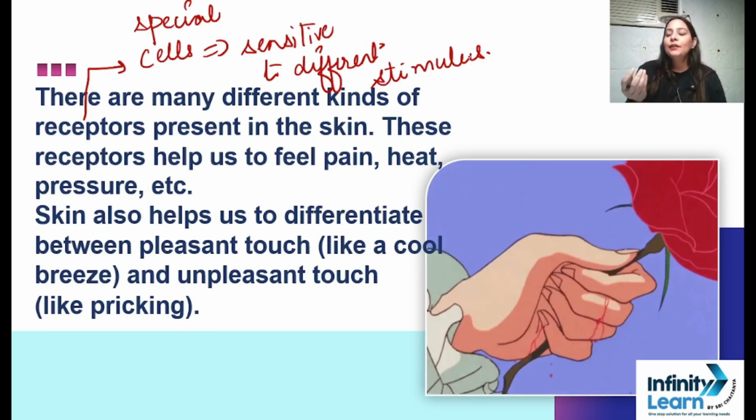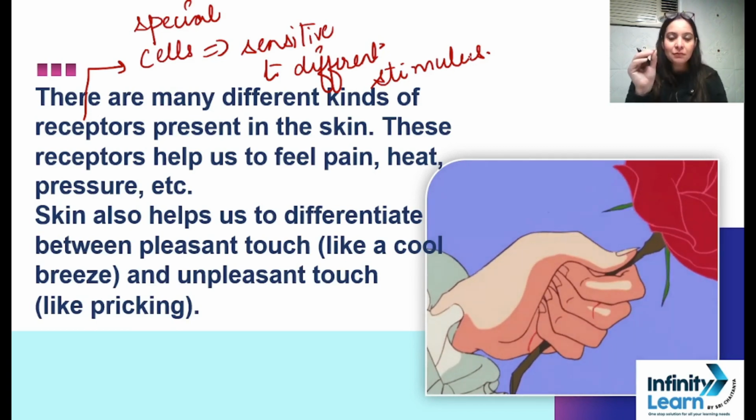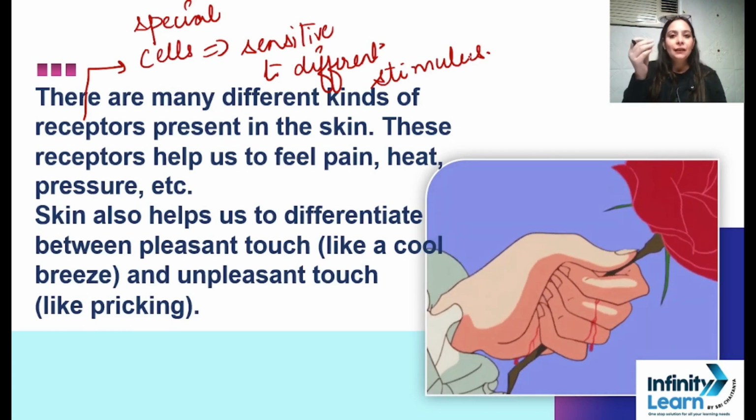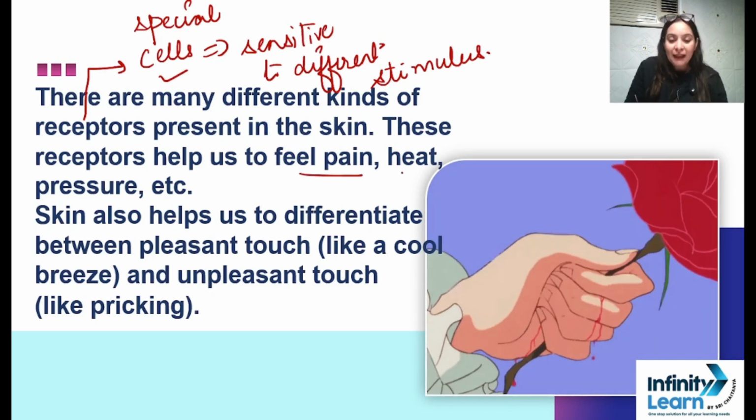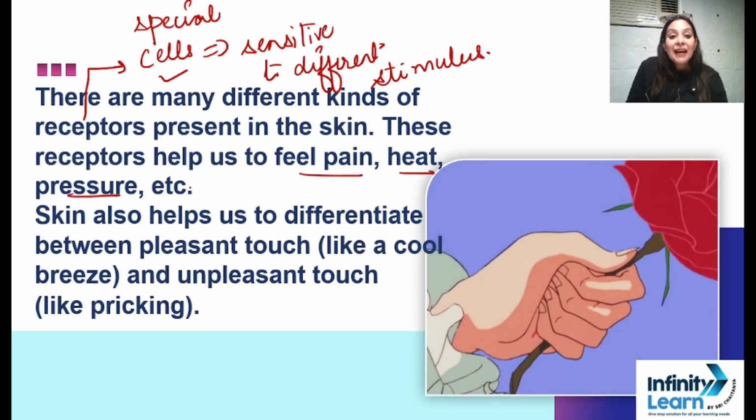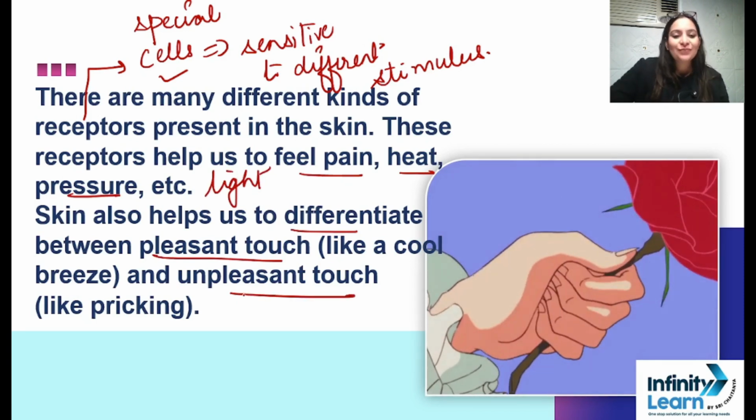If your finger gets pricked by something like a needle, then you feel pain. So here pain is the stimulus. Basically, receptors are special cells which are sensitive to different stimuli. The stimulus can be pain, heat, pressure, light, etc. These are all stimuli. Skin also helps us differentiate between a pleasant touch and an unpleasant touch.